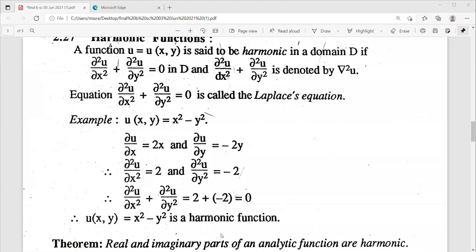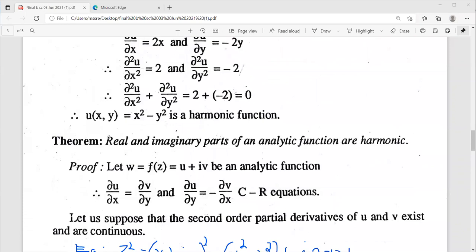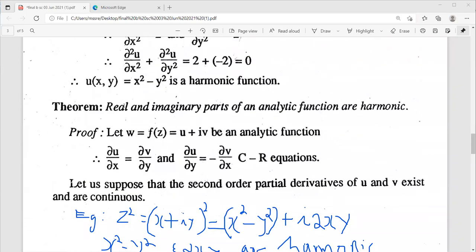Okay, next, let us take one theorem. This is an important theorem, asked many times in the examination. The real and imaginary parts of an analytic function are harmonic. The meaning of this is, if you have a function f of z equals u plus iv, and that function is analytic, it satisfies CR equations. Anything that satisfies CR equations, its real and imaginary parts must be harmonic.